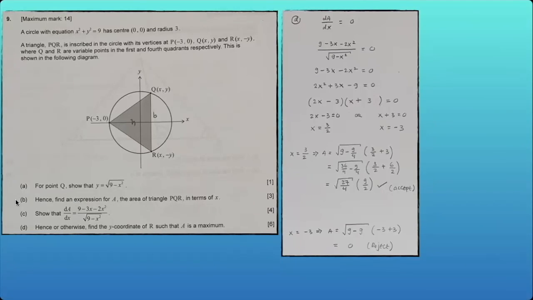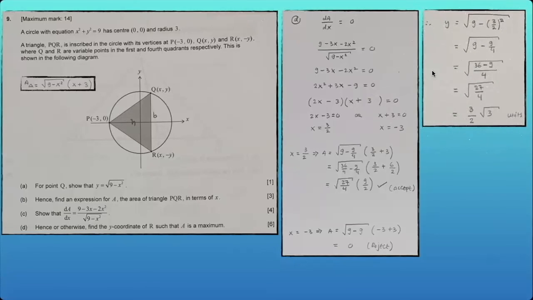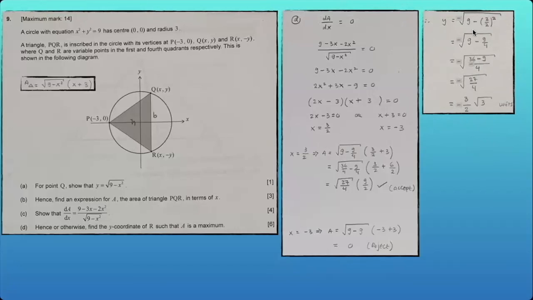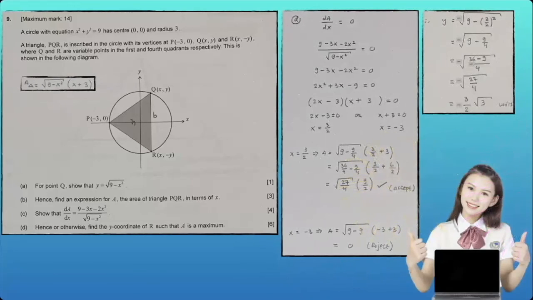Now let's check which one of these values of x give a larger area. From part B, we have found an expression for the area, this one here. So we can substitute x is equal to 3 over 2 and x is equal to negative 3 into this expression. And in this case, x is equal to 3 over 2. Therefore, we can substitute x is equal to 3 over 2 into this formula in order to find y coordinate of R. So there you go. I hope this video helped.